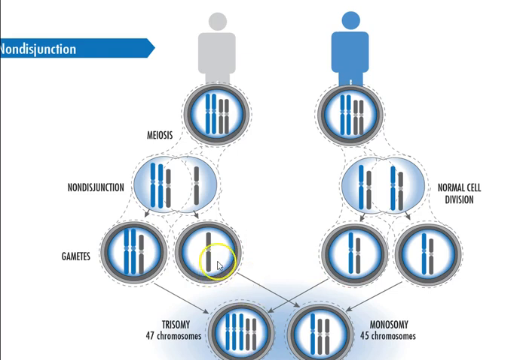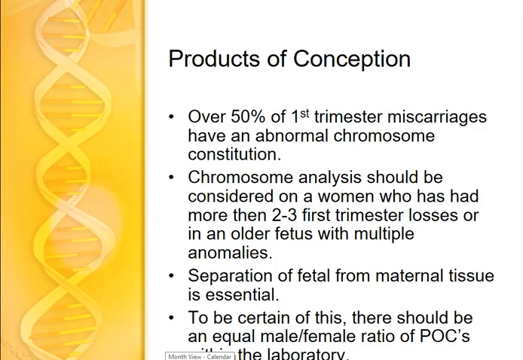And in this cell, only this parent donates a copy of chromosome 1, and then there's 2 copies of chromosome 2. Monosomy is almost always lethal. The only exception to that is Turner syndrome. And trisomy is usually lethal, and that's why there's such a high risk of pregnancy loss early.